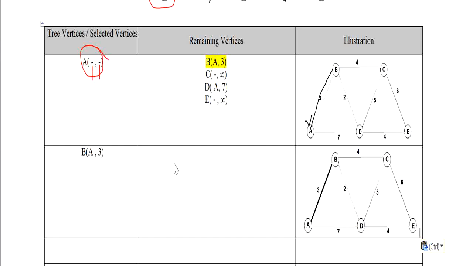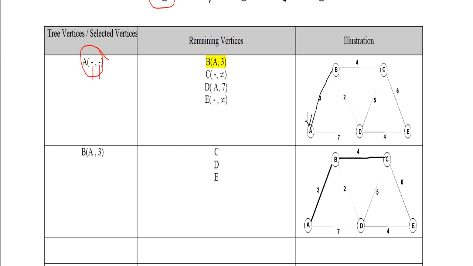So the next remaining vertices are C, D and E. These are the 3 vertices which are yet to be visited. So can I visit vertex C from A? No, directly no. I cannot visit vertex C from A, but I have one vertex which is intermediate to C.